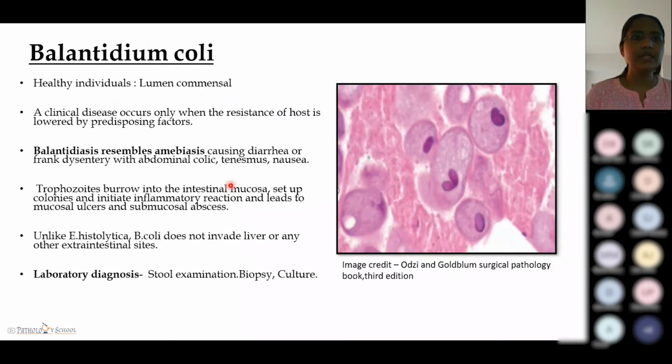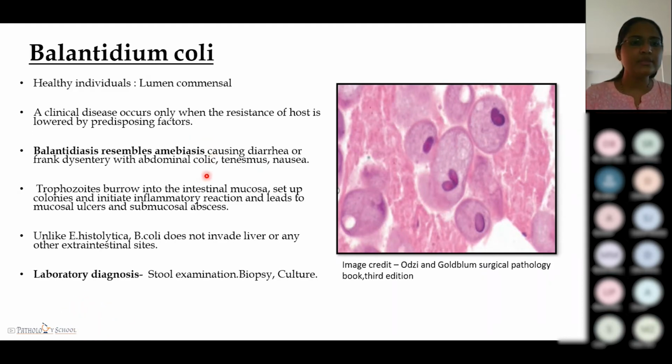So next is Balantidium coli. In a healthy individual, it lives as a lumen commensal, and in an immunocompetent person, it mainly causes asymptomatic cases. Clinical disease occurs only when the resistance of the host is lowered by predisposing factors such as malnutrition or diabetes mellitus. And Balantidium resembles amoebiasis, causing diarrhea or dysentery and other abdominal symptoms.